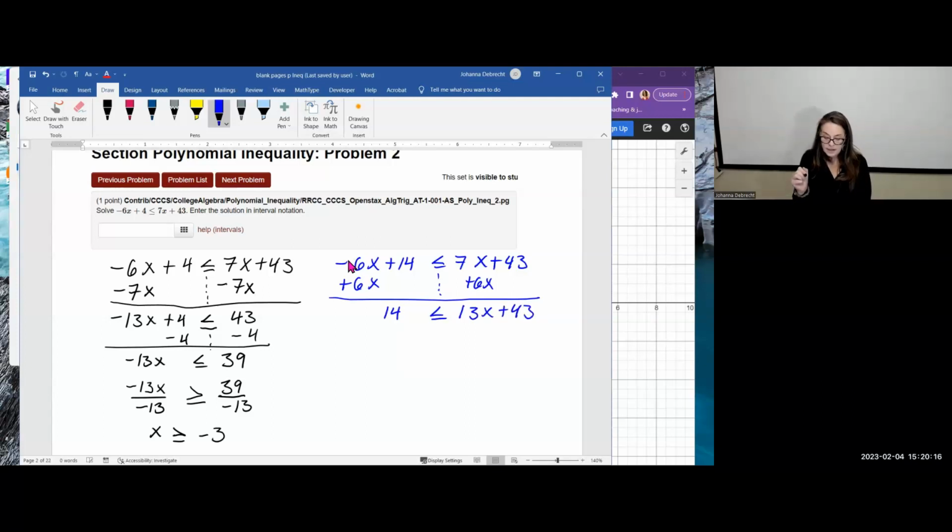Now the next thing that I need to do, is that a 14? That's not a 14, that's a 4. All right, good thing I caught it there. I was looking at it going, something's not right.